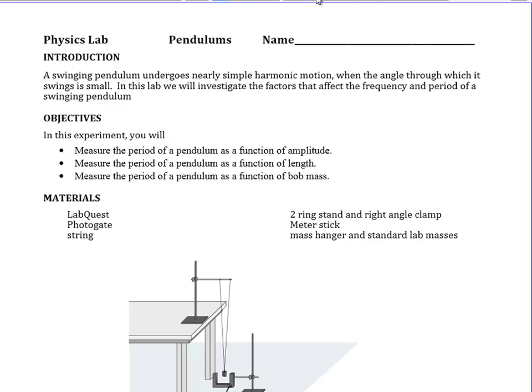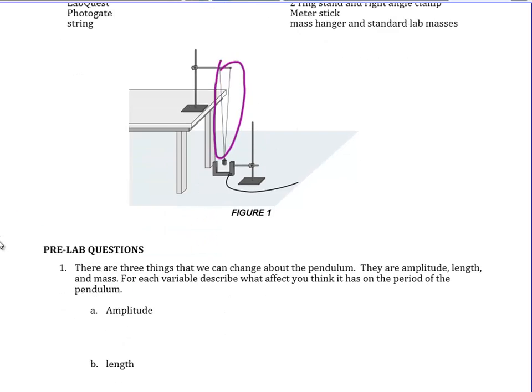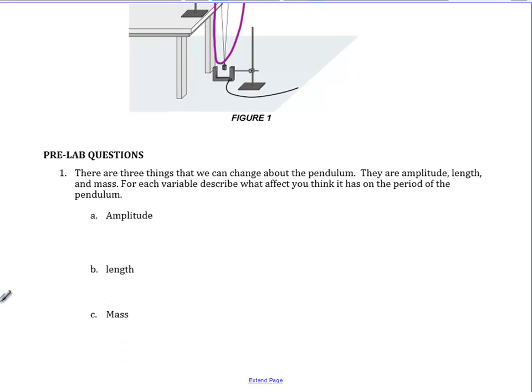This lab on pendulums is a pretty straightforward lab. I just want to make sure everything's going okay. This setup is designed so that this V shape of the string keeps everything swinging in a straight plane. Otherwise the pendulum tends to twist and spin and you don't get very good data.